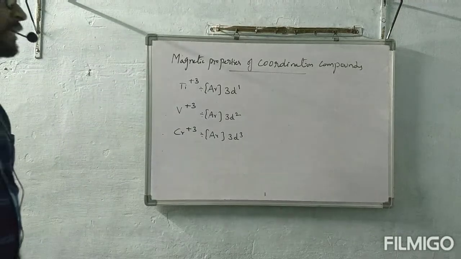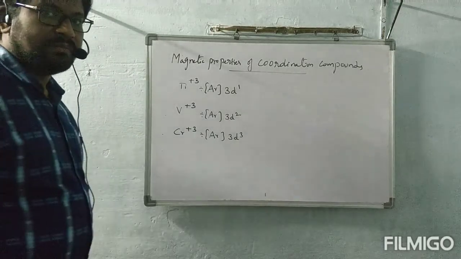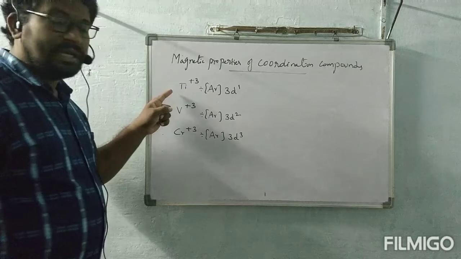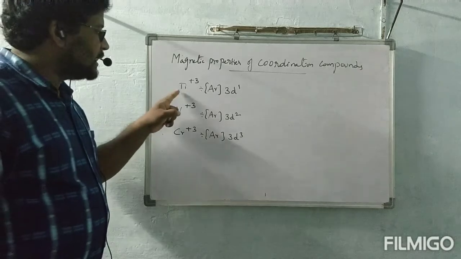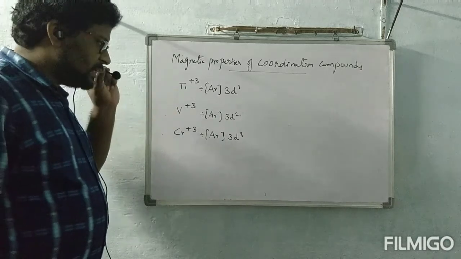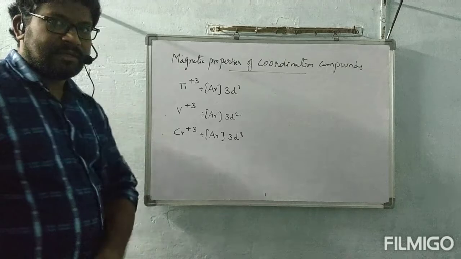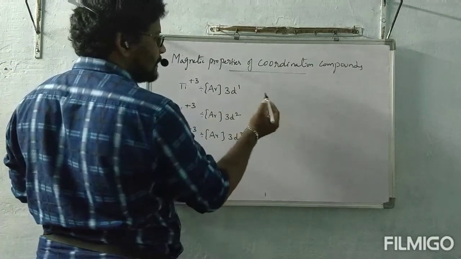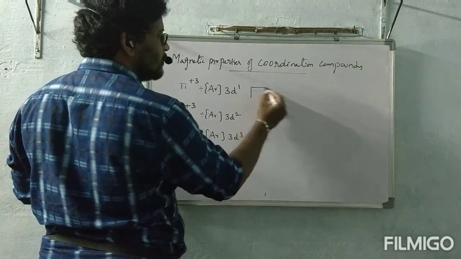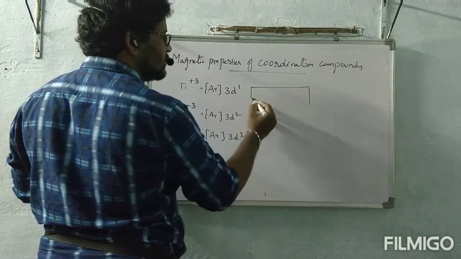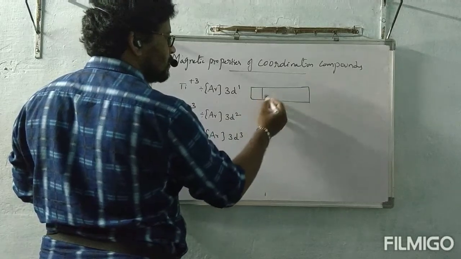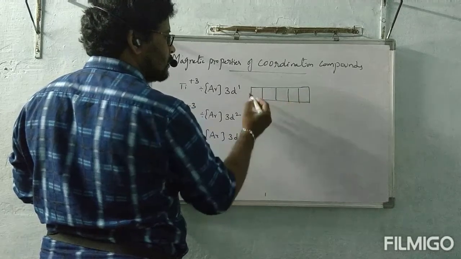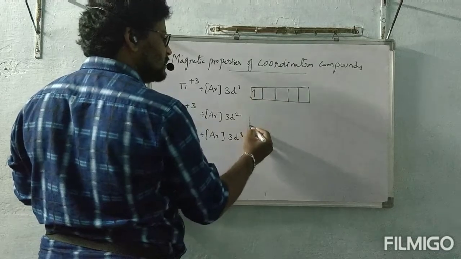Now, under magnetic properties of coordination compounds, first I took three ions: Ti plus 3, V plus 3 and Cr plus 3. These 3 ions. Now 3d1. What is that 3d1? 3d contains 5 d orbitals. It has 1 electron like this. 3d2.